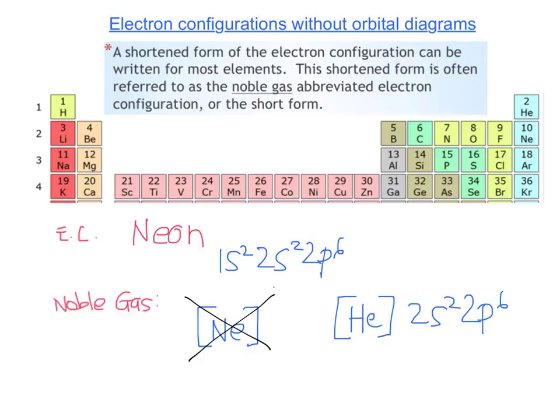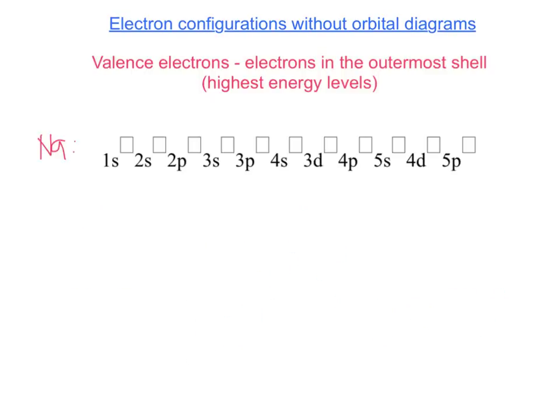The last thing I'm going to teach you is how to determine how many valence electrons there are based on the electron configuration. Recall, valence electrons are the electrons in the outermost shell, so they're going to be in the highest energy level. Let's look at sodium's electron configuration: 1s2, 2s2, 2p6, 3s1. Our highest energy level is 3, then 2 and then 1. Only 1 electron exists in this highest energy level, so this has only 1 valence electron.